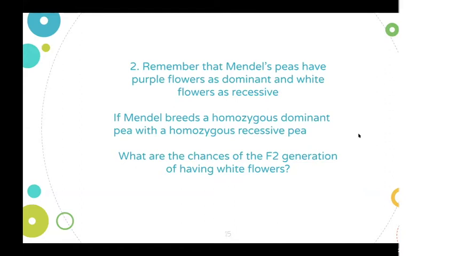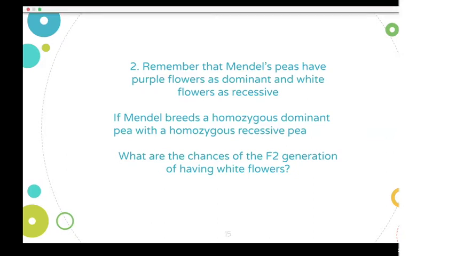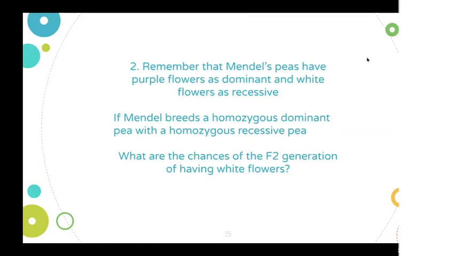of having white flowers? What we need to understand here is that what's different from the last question is that in this question we're no longer talking about the F1 generation. The F2 generation are basically the children of the F1 generation. So what we're really looking for is what happens when you cross one of the peas from the F1 generation with another. So right now I will launch the poll, and you guys just try your best.